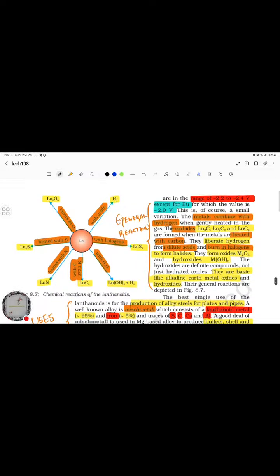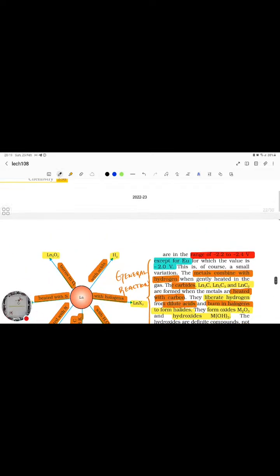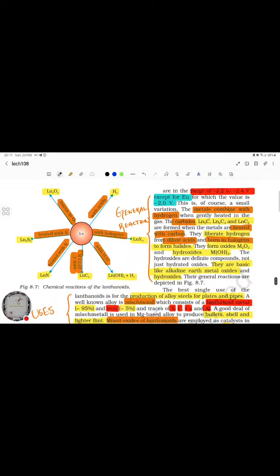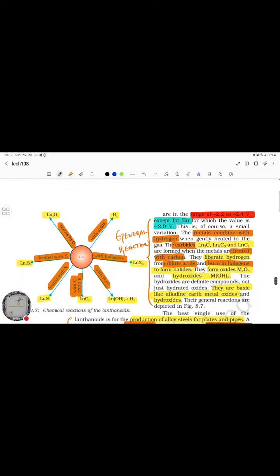So the values of standard electrode potential for the half reactions are in the range of -2.2 to -2.4 volts, except for europium, which has about -2 volts. As you can see, lanthanum 3+ accepts 3 electrons to form neutral lanthanum solid. With increasing atomic number, they behave more like aluminium.